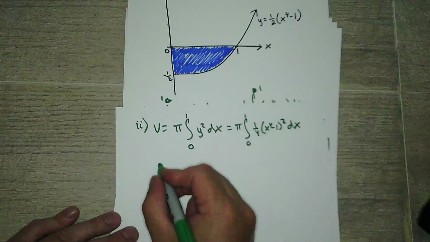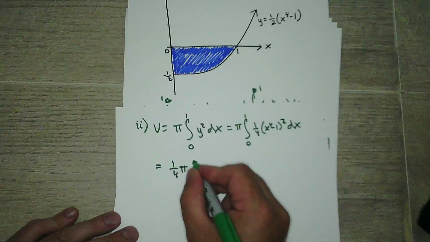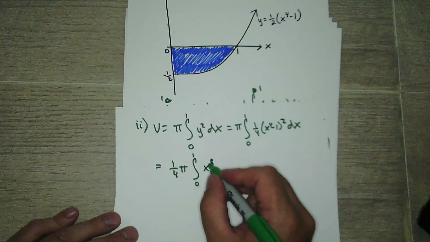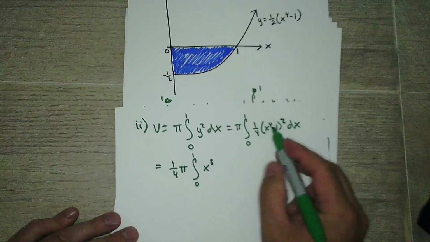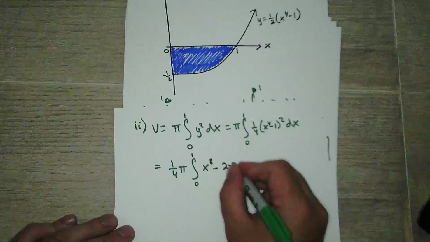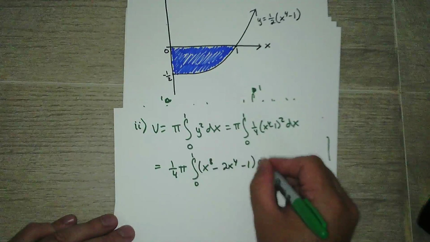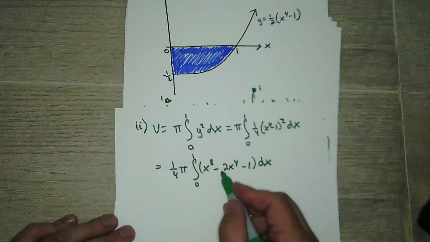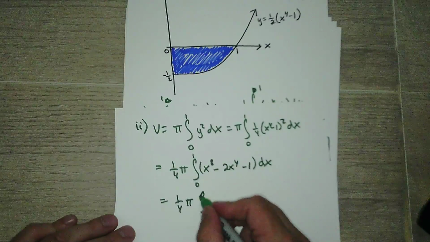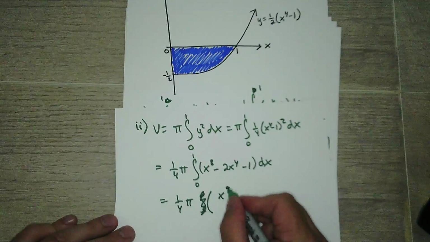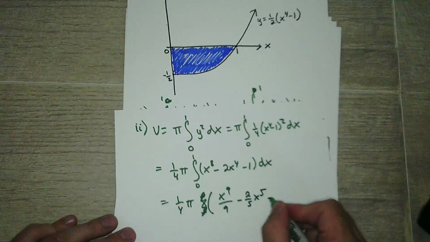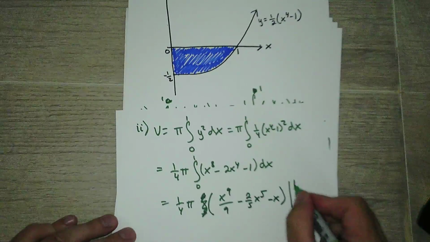Just the 1/4 I can bring out front because it's a constant again. And expand this out. Expand that and you get x to the 8. If you remember how to integrate that, which you should, you could do it straight from there, or you can expand it out. So you get that if you expand it out. Okay, let's do our integration. So that's x to the 9th over 9, minus 2 over 5 x to the 5th, plus x. That's integrated from 0 to 1.